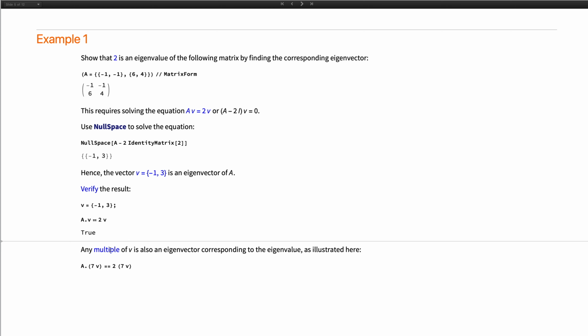Of course, if you have an eigenvector, then any multiple of it will also be an eigenvector.